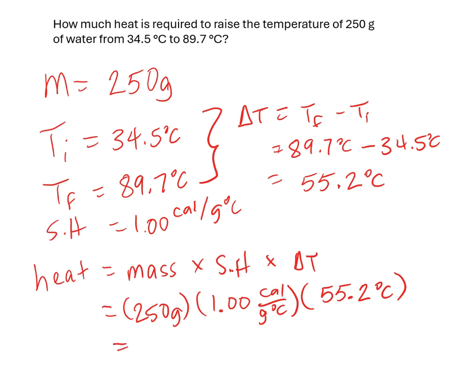Once you put that in your calculator, it would give you 13,800, and my units are going to be calories. So if I look, I have gram in my numerator divided by a gram, so they cancel. Degrees Celsius divided by degrees Celsius, so they cancel. So I'm simply left with calories. So the amount of heat needed to raise the temperature of 250 grams of water from 34.5 degrees Celsius to 89.7 degrees Celsius is 13,800 calories.